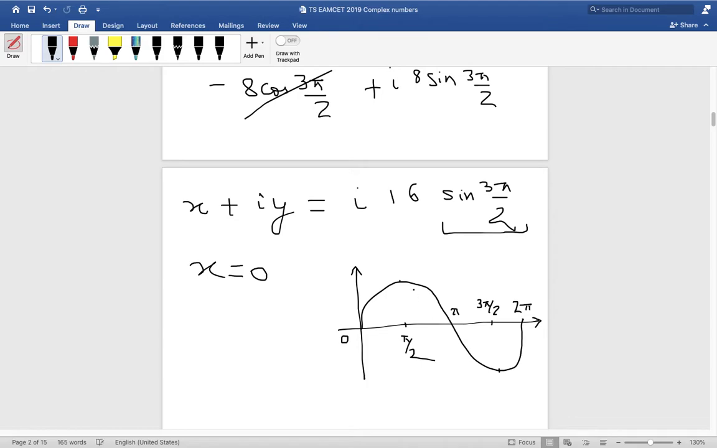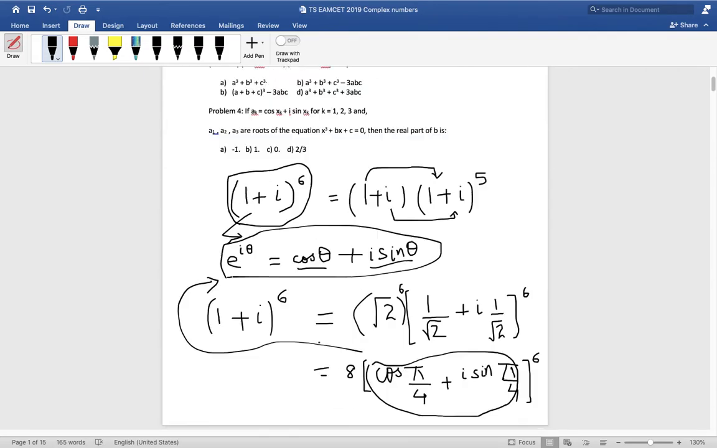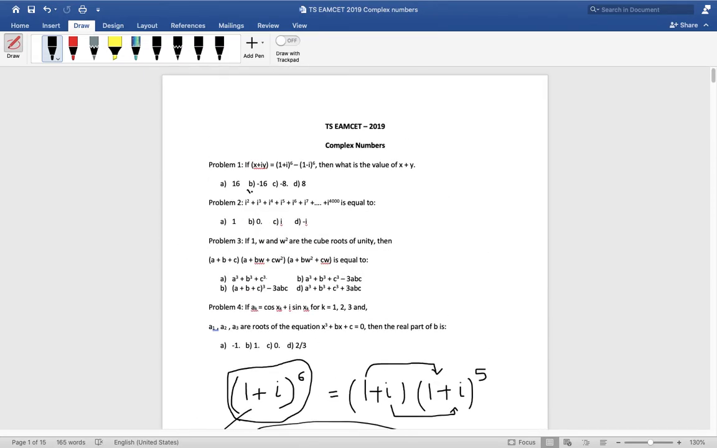Correspondingly, you get minus 1. So x is 0 and y is minus 16. So x plus y is minus 16. So the answer is this.